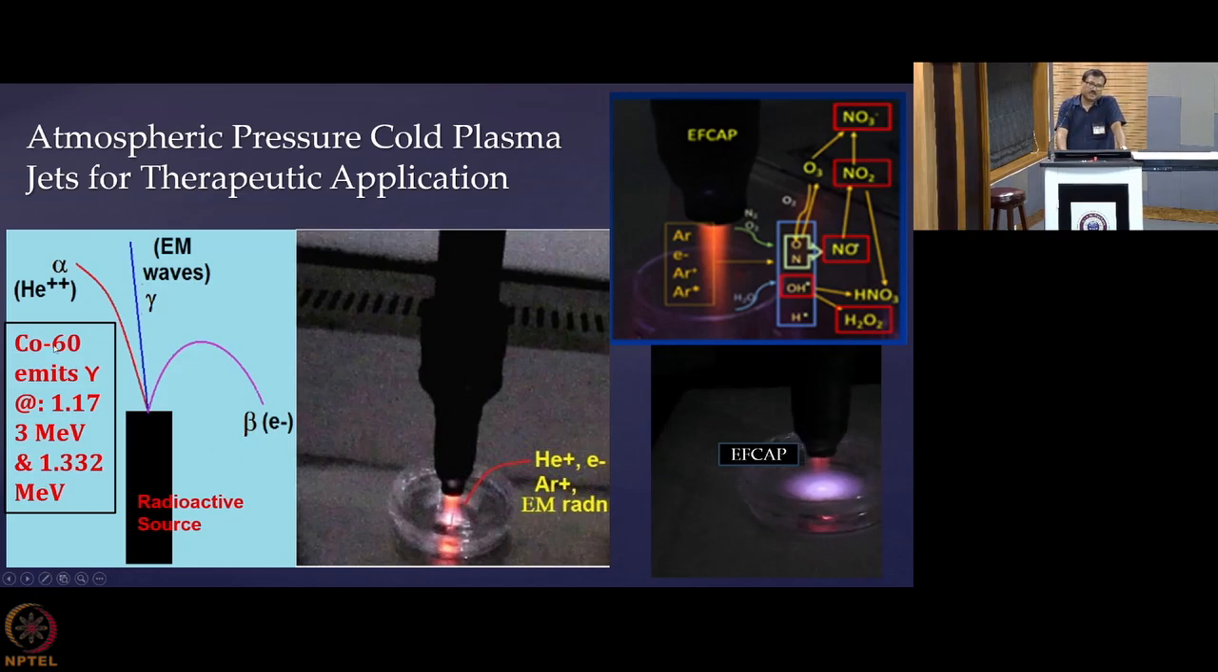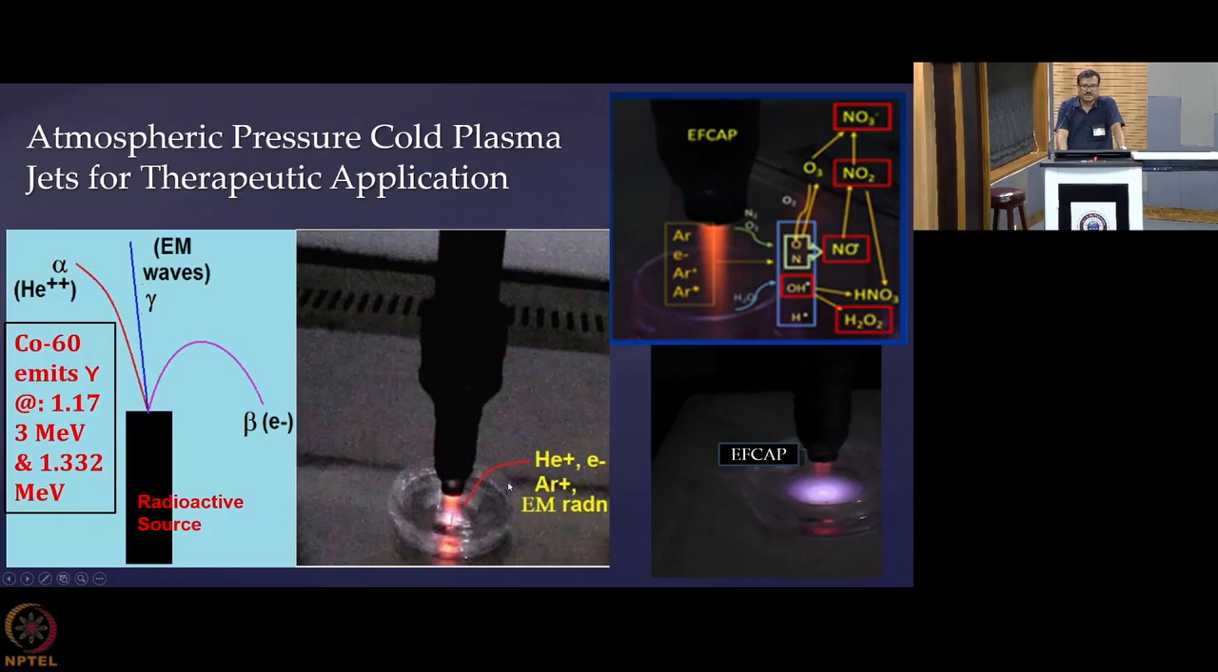Here the issue is that cobalt-60, for example, emits gamma at specific energy values, and they are in a very high energy range, in the MeV range.